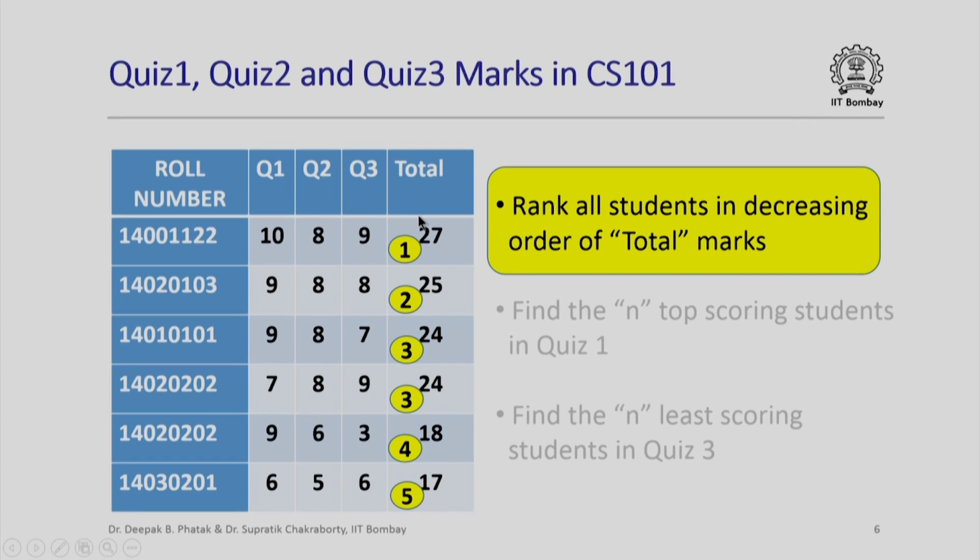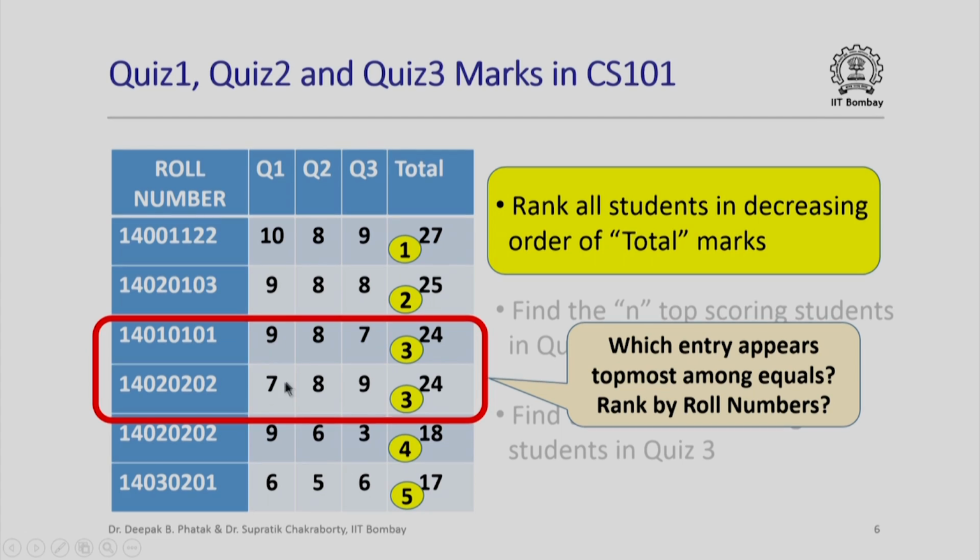Note that once I have ranked the students by total marks, it is not necessarily the case that they have been ranked by quiz 3 marks, or by quiz 1 marks. For example, here this appears before this, so it is certainly not ranked in decreasing order of quiz 3 marks.